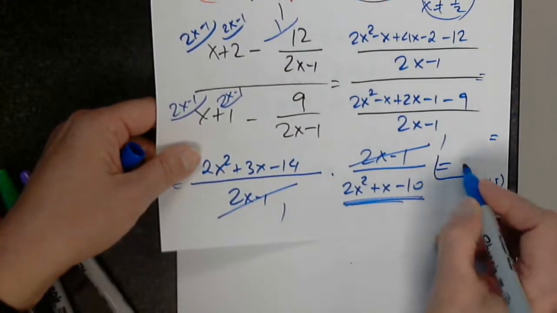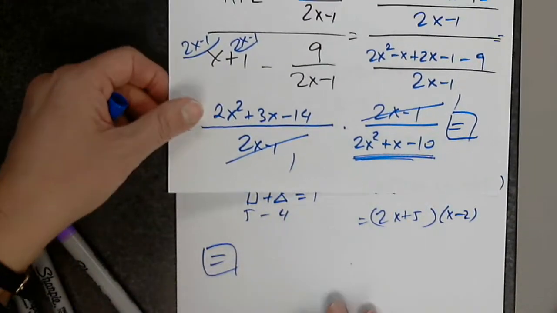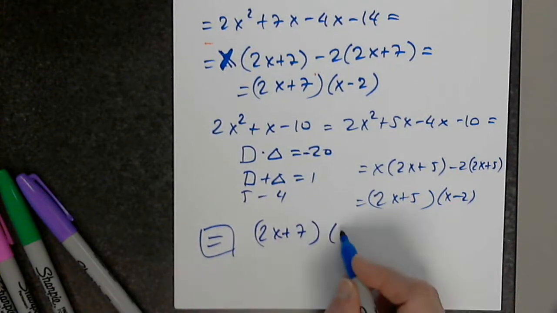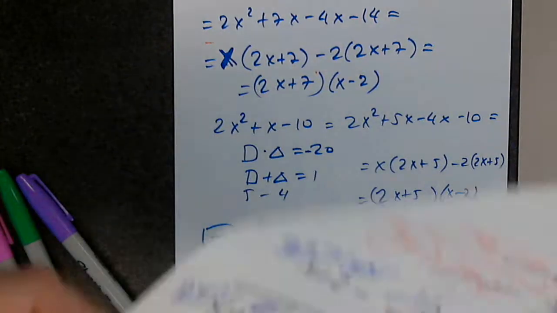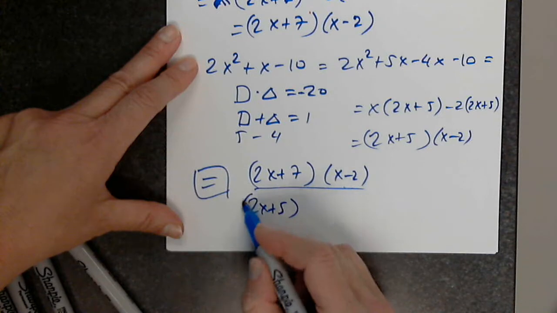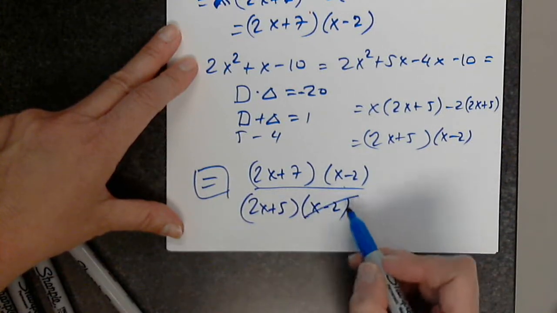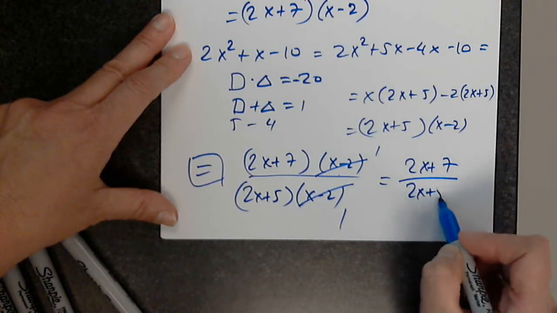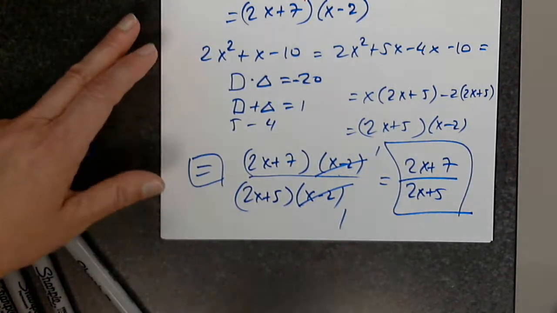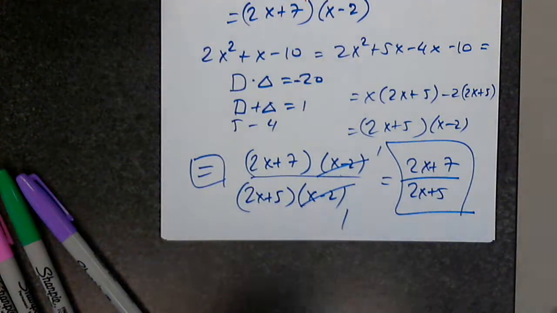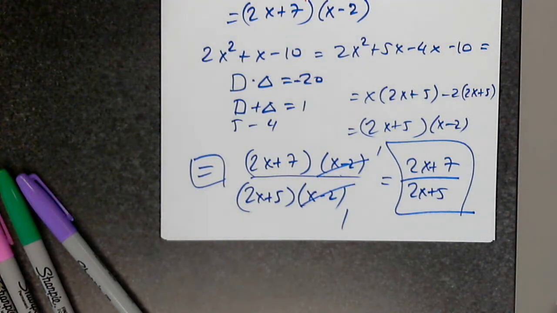So finally from here, I continue here. So the top was 2x plus 7 times x minus 2, and the denominator was this, which is 2x plus 5 and x minus 2. The only thing that goes away is x minus 2, and then 2x plus 7 over 2x plus 5. Assuming all restrictions are fulfilled, which are these. A lot of work, a lot of steps in this one.